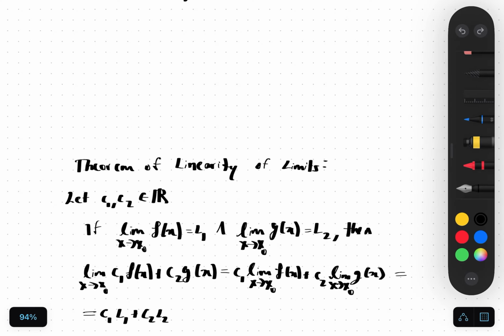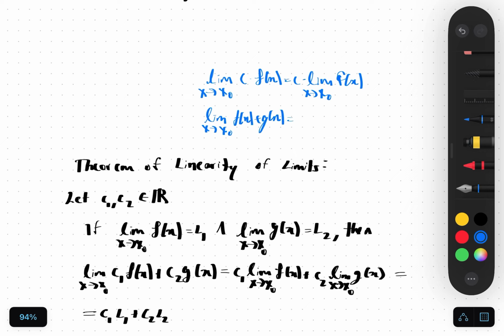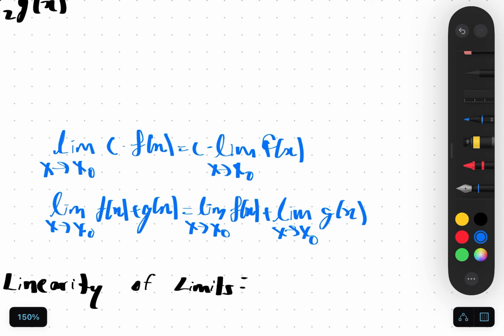Basically, let me just write this out here. What we're saying is that the limit as x approaches x naught of some constant times f of x is equal to the constant times the limit as x approaches x naught of f of x, and we're also saying that the limit as x approaches x naught of f of x plus g of x is equal to the sum of the limits. So we're just combining these two into one theorem.